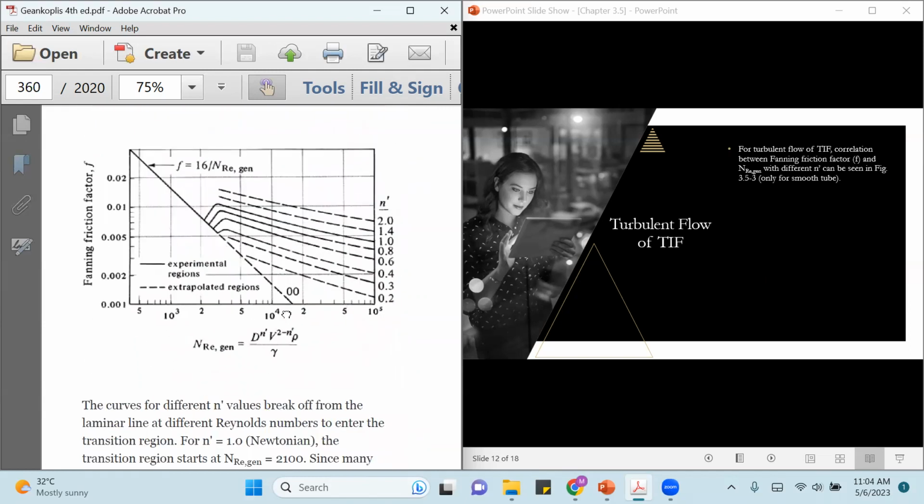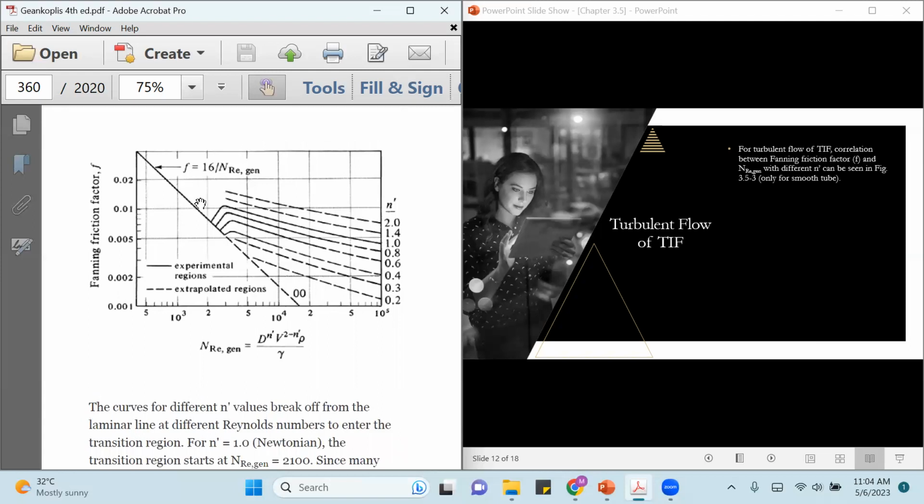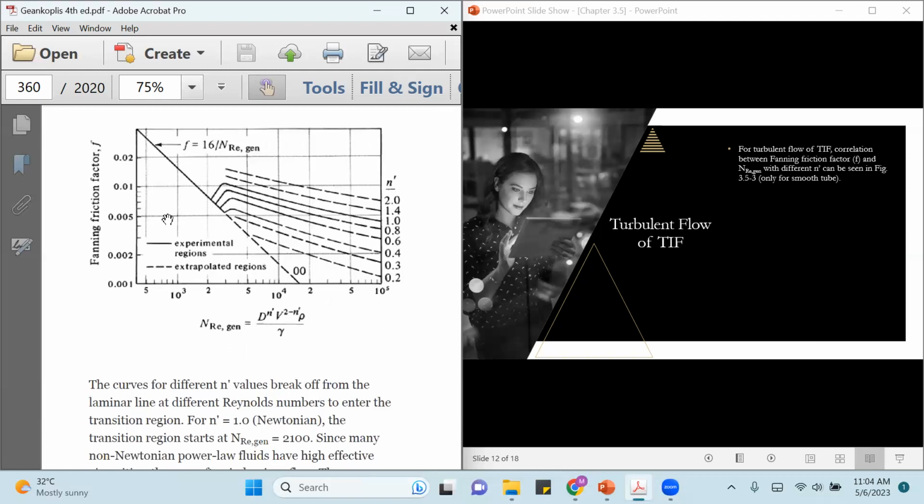So this is the laminar area. This is the turbulent area, with different n. This is the correlation between NRE gen and the Fanning friction factor, and then again you will use the Fanning friction factor to calculate the delta P in turbulent flow.